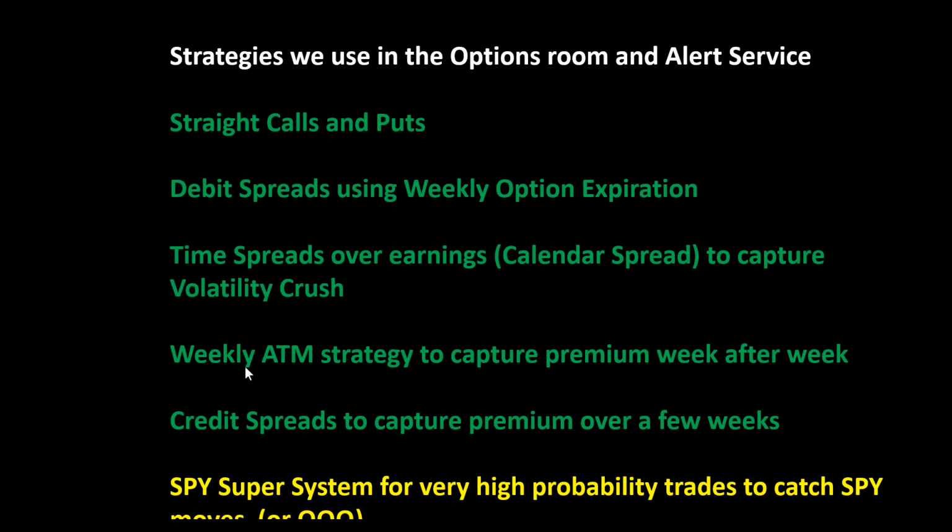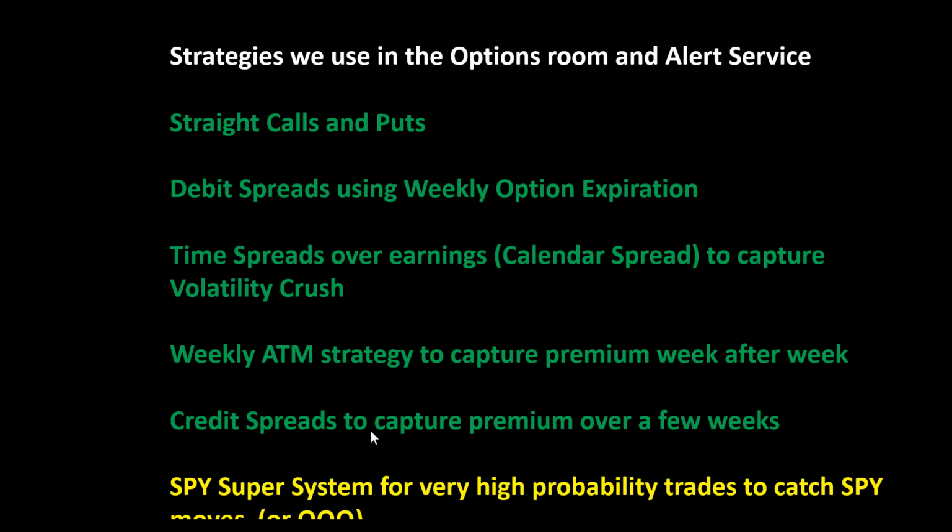I also do what's called a weekly ATM strategy to capture premium. This is where we sell puts on a stock that's neutral to bullish. We sell puts on it week after week after week while holding a longer term dated put, a long put further out in time at a lower strike price to protect that trade in case the stock turns and goes against us. And then I do credit spreads to capture premium. These are fairly common. I think anybody that trades a lot knows about credit spreads. We do these as well.